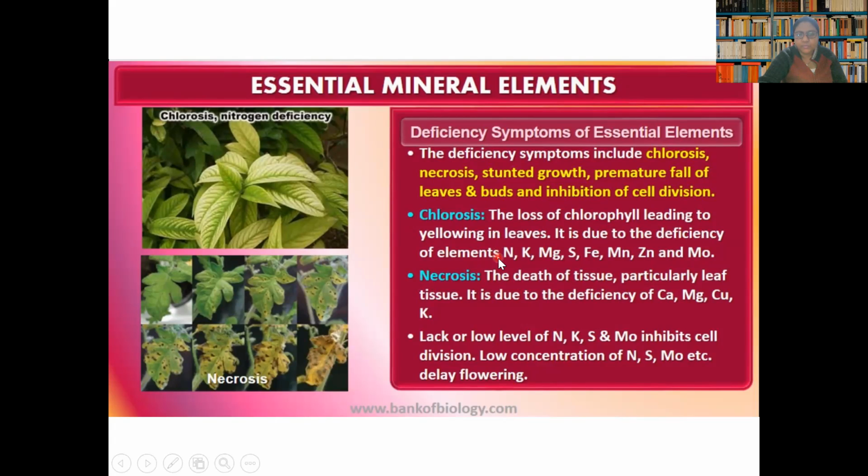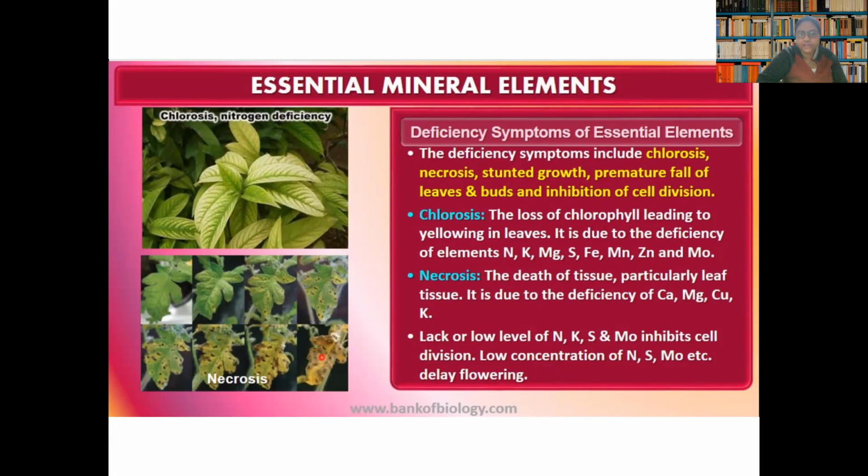Okay, so for necrosis, which is the death of tissues, particularly the leaf tissue, you can see this is the healthy leaf. Slowly and readily the leaf tissue is getting damaged and there is formation of brown spots and yellow patches, then we call it necrosis. Okay, so why is this occurring?